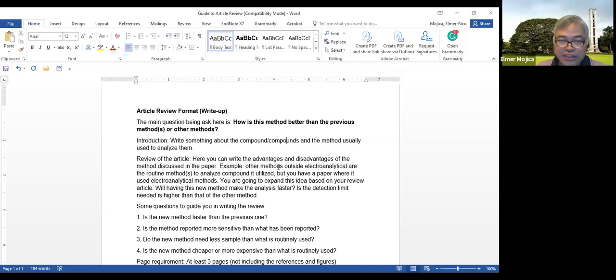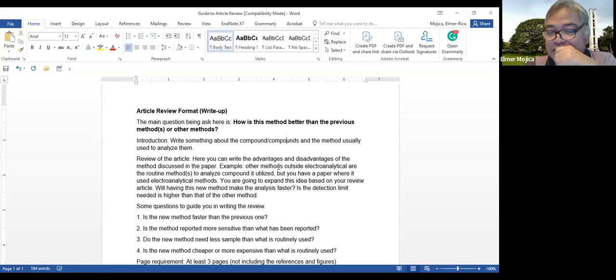So in the introduction, you can write something about the compound or the group of compounds, because I think some of you are working on some group of compounds, and the method usually used to analyze them. And in the review of the article, you write the advantages and the disadvantages of the method discussed in the paper. I think one of the main advantages of electroanalytical is the cost. It's usually low cost, but don't write the word cheap, because it will make your review paper cheap.